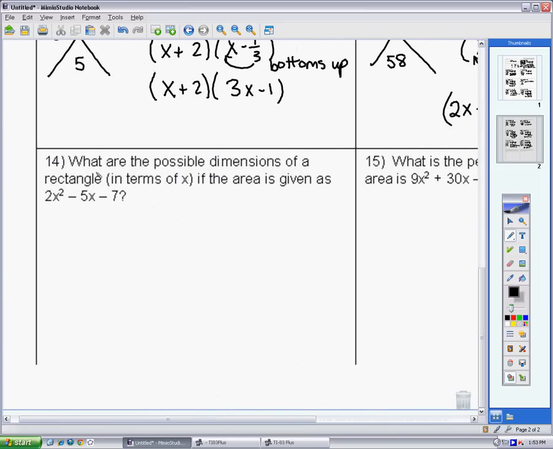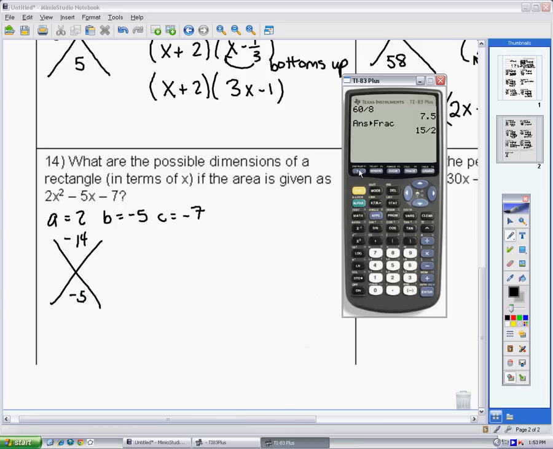Number 14, what are the possible dimensions of a rectangle in terms of x if the given area is 2x squared minus 5x minus 7? So this is the area, and we're breaking it up into the length times width. So again, I'm going to label my coefficients. A is 2, B is negative 5, C is negative 7. And I'm going to make my x and multiply A times C, so negative 14 and negative 5. I'm going to use my calculator.